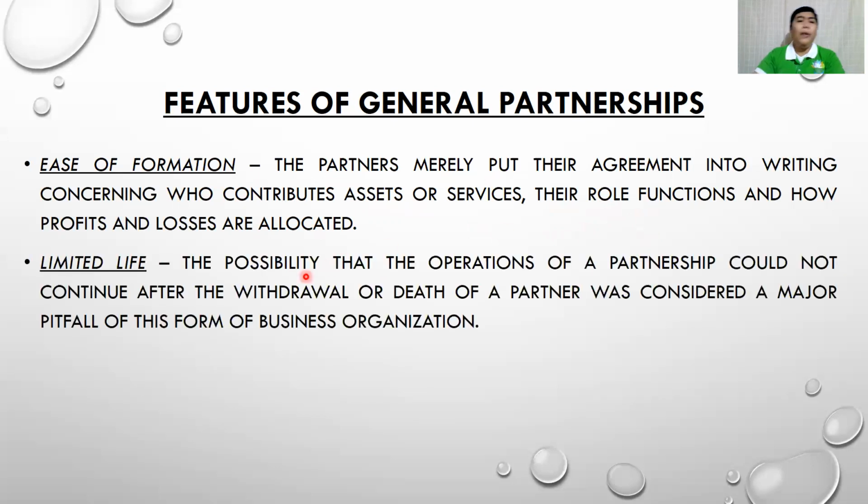Now, another feature of a general partnership is that it has a limited life. When we say limited life, if one of the partners wants to leave the partnership, automatically the partnership will dissolve. Or if one of the partners dies, automatically the partnership will dissolve. Yan yung meaning ng limited life. And take note, for example, there are three partners in a partnership: partner A, partner B, and partner C.